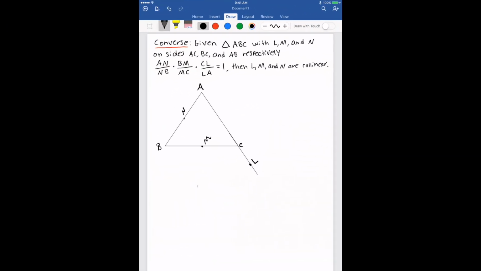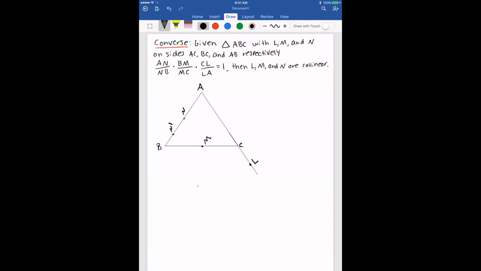Now that we have gone over the proof, we will quickly go over the converse. The converse states that given triangle ABC with L, M, and N on sides AC, BC, and AB respectively, if we get that AN over NB times BM over MC times CL over LA is equal to 1, then L, M, and N are all collinear. We have already drawn our picture, and we have drawn it just so L, M, and N do not look collinear at first. To prove that they in fact are, I will draw a new point that is collinear to L and M, and I will call that N prime.